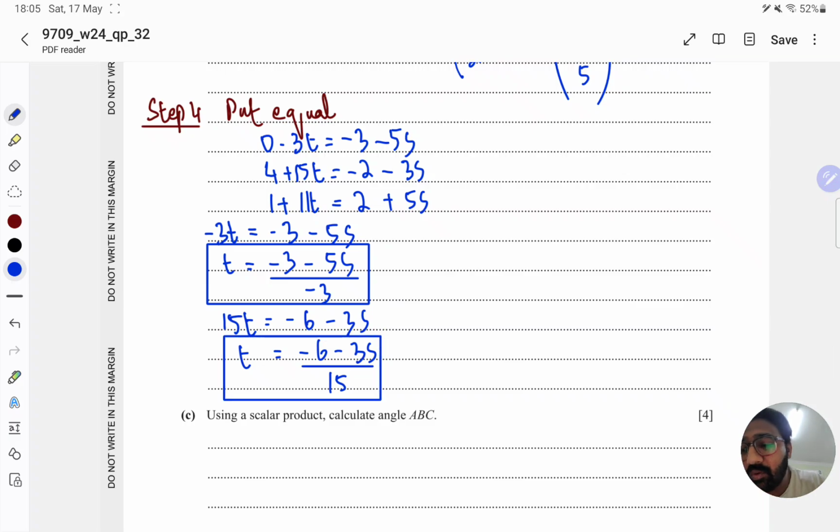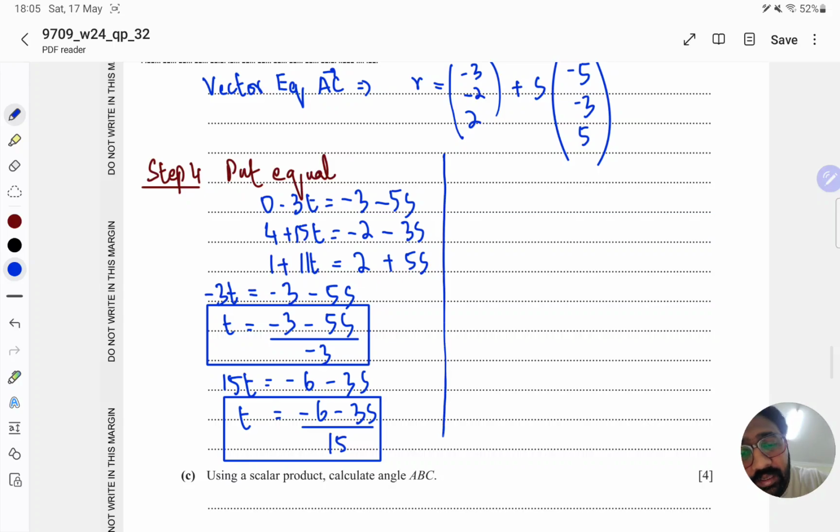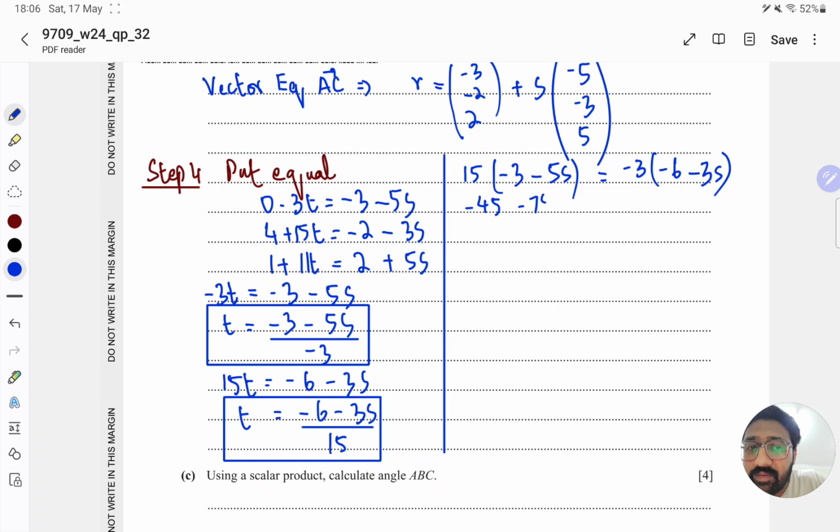I'll put them both equal to each other. Let me do it here. If I put them both equal to each other, the 15 will come onto this side. It will be 15(-3 minus 5s) equals -3(-6 minus 3s), and if I simplify, -45 minus 75s equals +18 plus 9s.